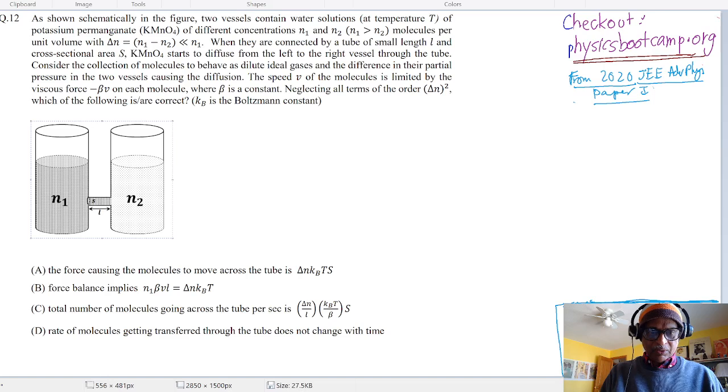So we are going to do this problem that comes from JEE Advanced Physics paper 1 from 2020. It looks like a complicated problem, but because over here it says you could think of them as ideal gas, dilute ideal gas. If you read this problem, consider the collection of molecules to behave as ideal gas.